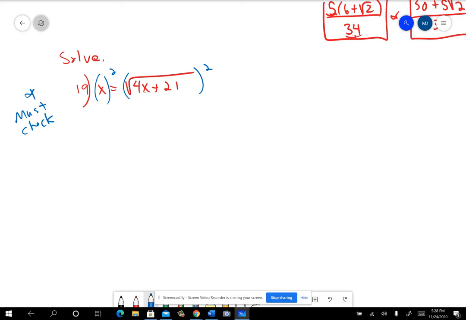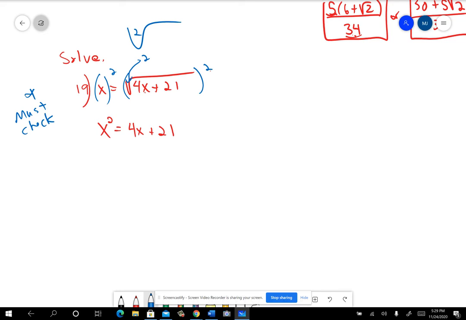That means solutions that don't work in the original problem. So you have to be careful. Even though you did everything correct, you might get extraneous solutions. When I square both sides, the squaring undoes the square root, and I get 4x plus 21. The reason I squared both sides is this right here was a square root. It had an understood index of 2. They just didn't have to write that. So to undo it, I squared both sides. If I'm dealing with cube roots, I would cube both sides.